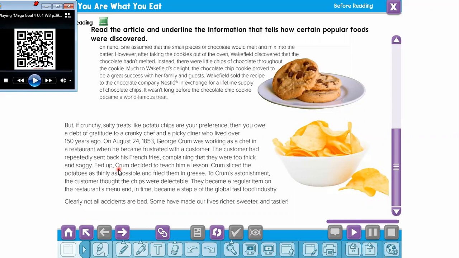They became a regular item on the restaurant's menu, and in time became a staple of the global fast food industry. Clearly, not all accidents are bad. Some have made our lives richer, sweeter, and tastier.